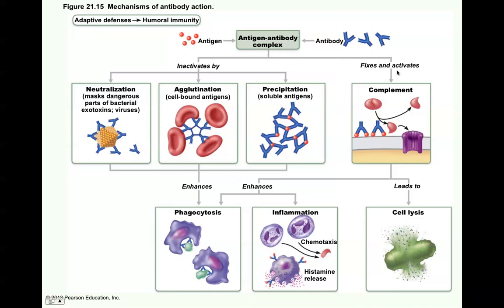This antigen-antibody complex will fix and activate complement. This complement is going to enhance inflammation and allow histamine to be released. It encourages chemotaxis, so the macrophages will go over to neutralize the pathogen, and it will also lead to cell lysis. So this would be like a bacterium right here, and this is showing lysis, that it will actually be destroyed and neutralized.